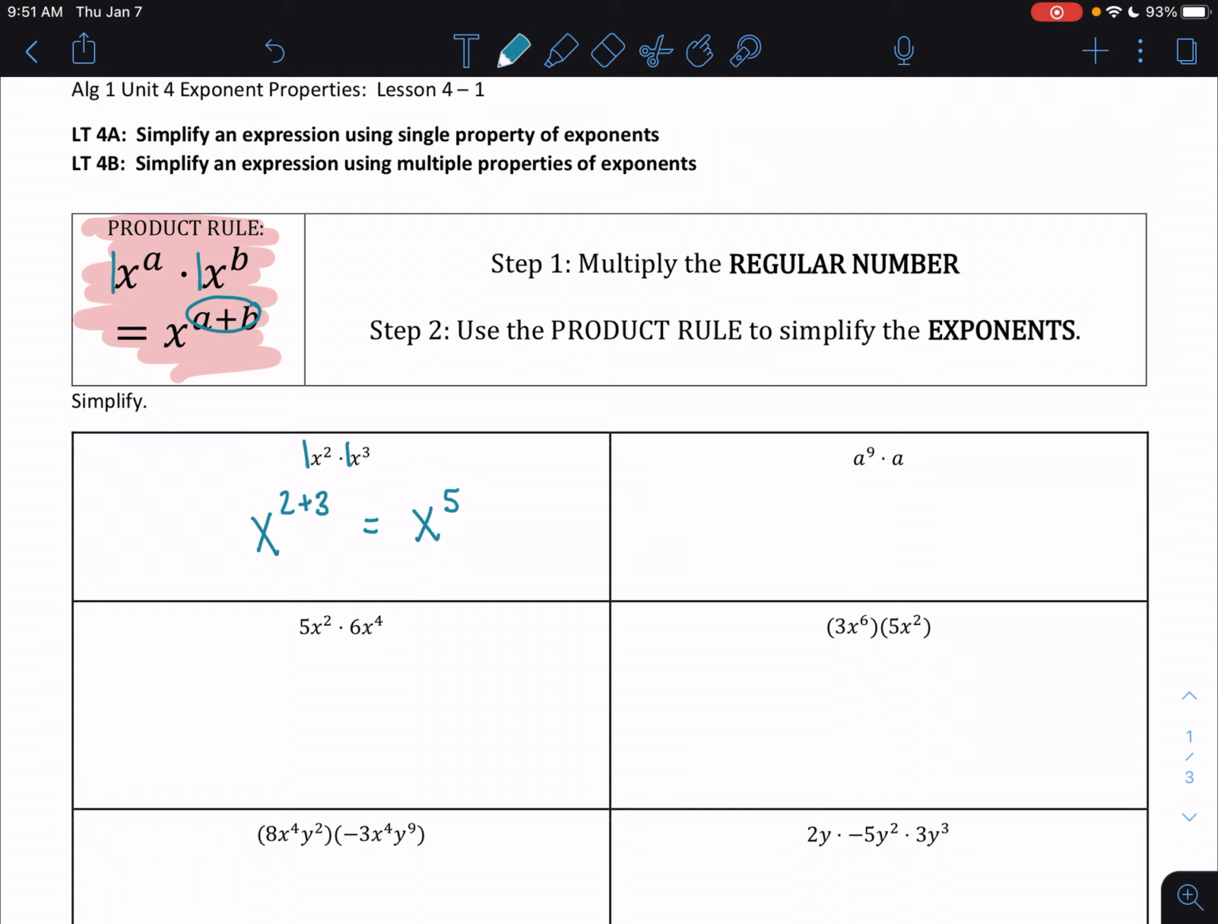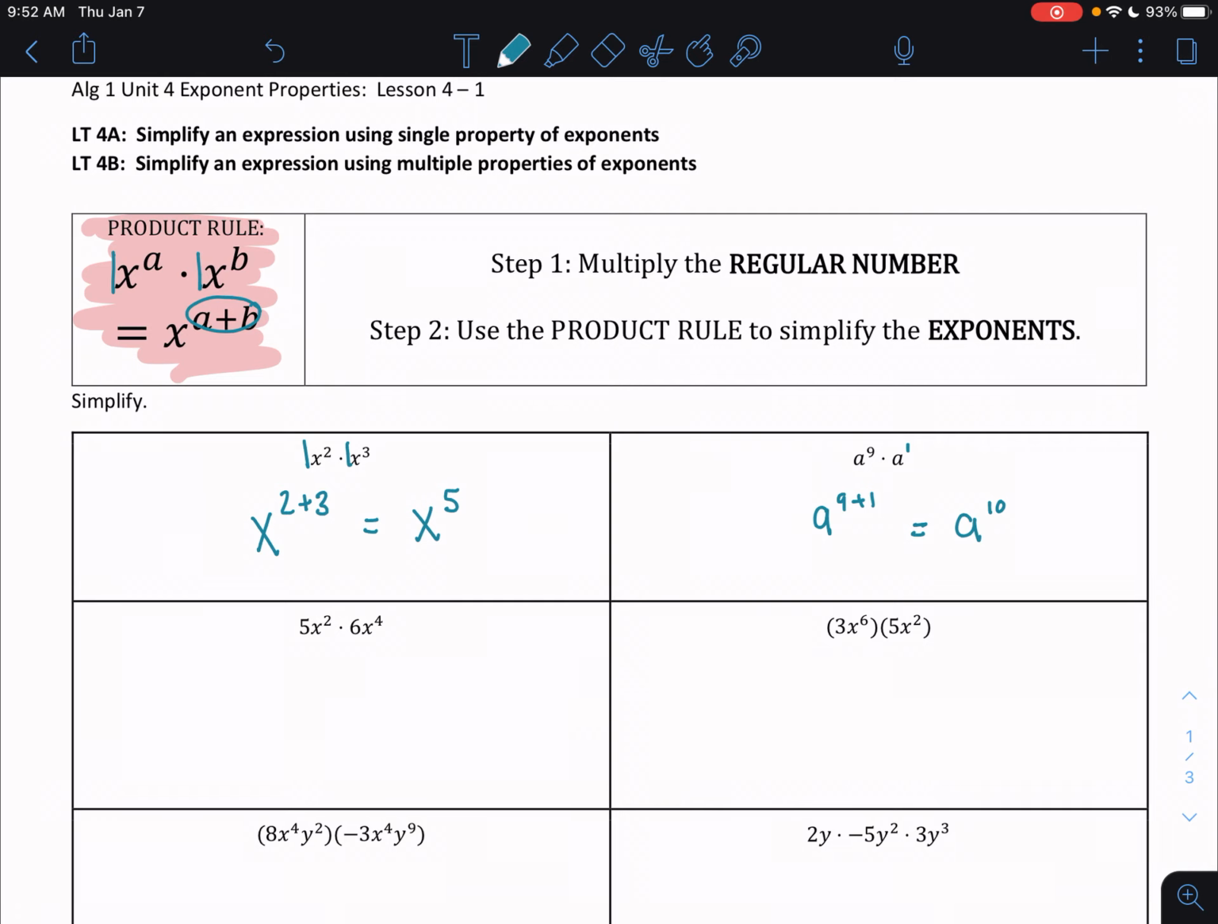All right, let's try this next one over here to the right. We have a to the 9th power times a. Now, again, we have to remember for these as well that there is also an invisible one up here. So we can't forget about this. This doesn't just become a to the 9th, but we have to add in that extra 1, so it would be a to the 9th plus 1. And our final answer would be a to the 10th.